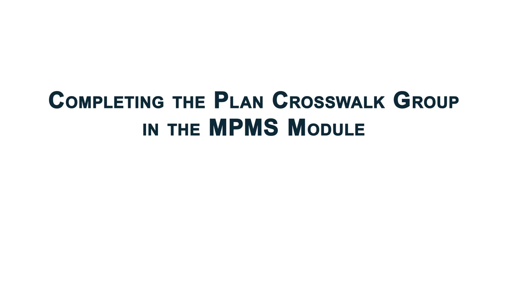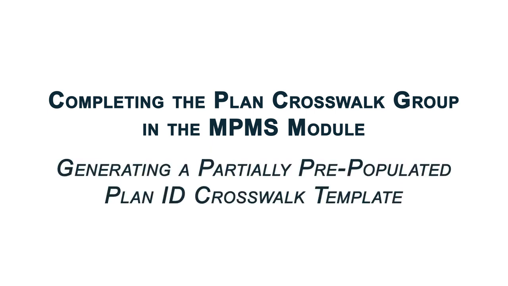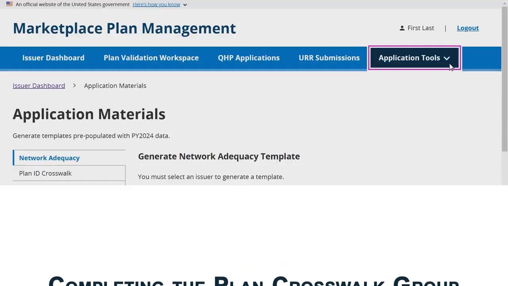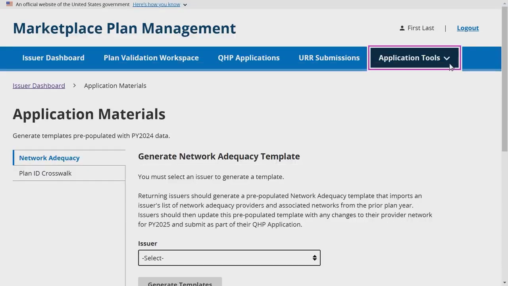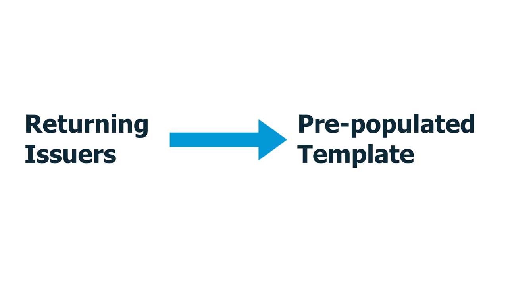Now let's walk through how to generate a partially pre-populated Plan ID Crosswalk template within the MPMS module that can be completed and linked to an application. All returning issuers are strongly encouraged to generate and download a partially pre-populated Plan ID Crosswalk template from the Application Materials page of the MPMS module.